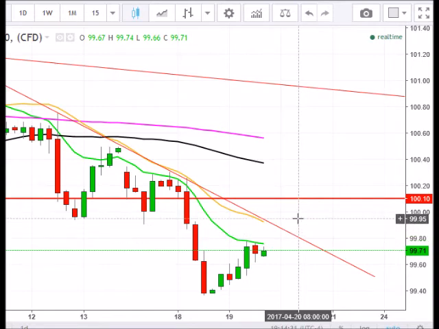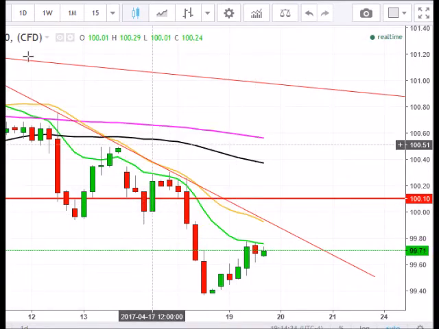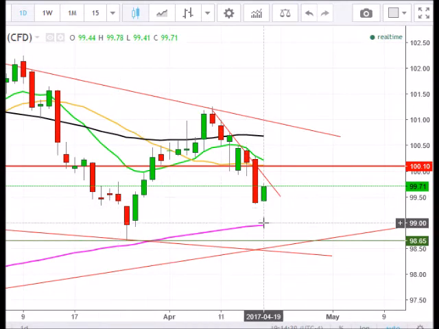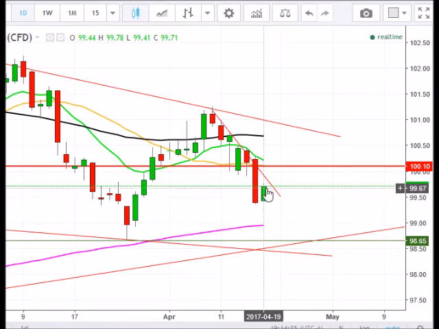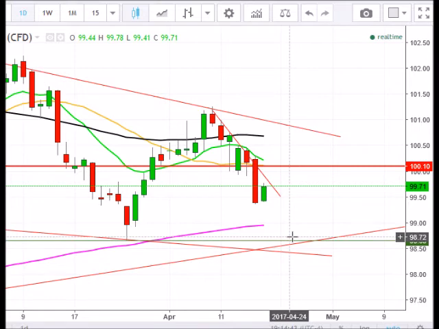So I would expect that we could possibly see a test of 100, but I do have a bearish bias as far as what the charts are showing me to, at minimum, go to this 200 period simple moving average. And looking at this candlestick setup, I would not be surprised if we went back down and finished the week towards the lows. So that's what I'm expecting.